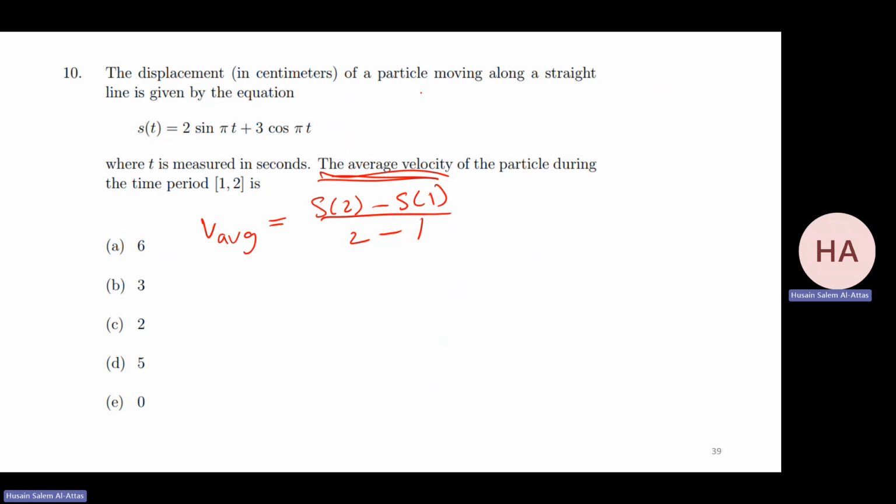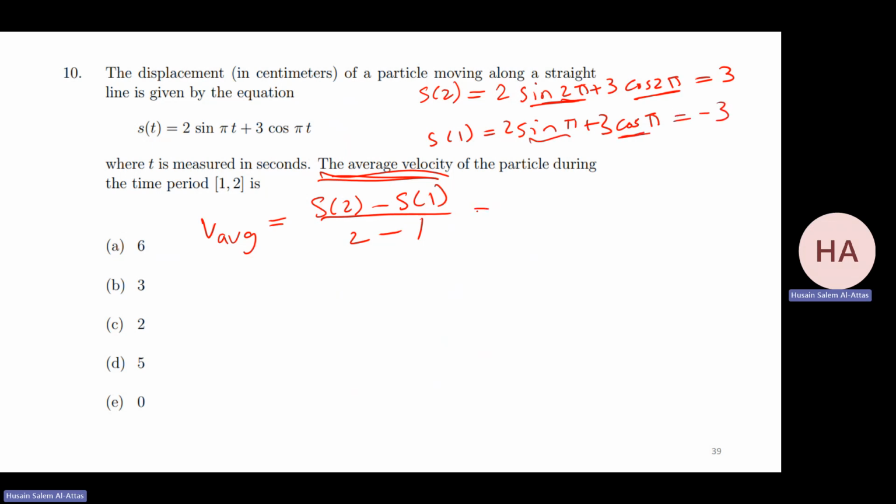Let me do S at 2 and S at 1 aside, since it's sometimes a little bit complicated. S at 2 is sine 2 pi plus 3 cosine 2 pi. Sine 2 pi is 0, cosine is 1, so this is 3. S at 1 is 2 sine pi plus 3 cosine pi. That's 0, but this is minus 1, so this is minus 3. So it is 3 minus minus 3 over 1, and that will be 6.